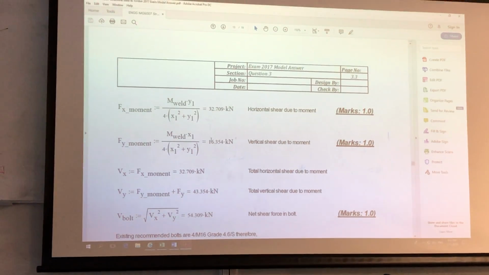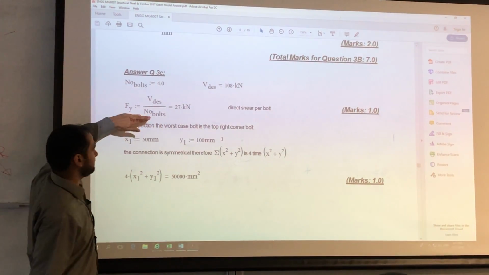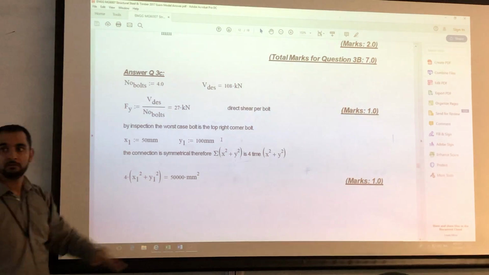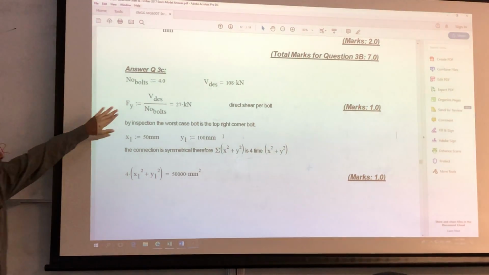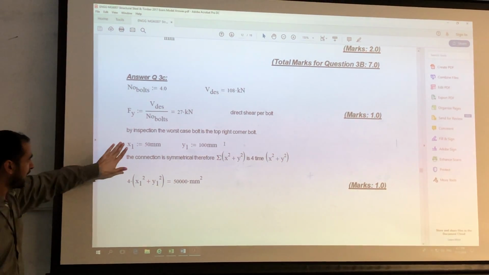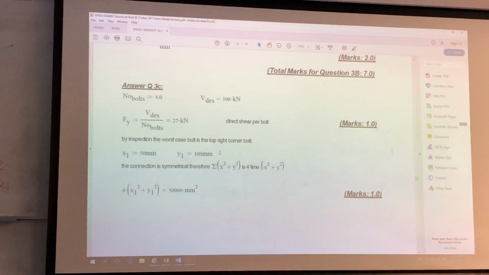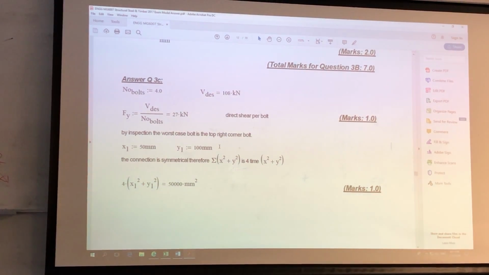3C. So the number of bolts we had was 4. Design shear force is that. The first one is normal shear, which is simply divided by the number of bolts. And then I know x1, y1, and it's a symmetric group. So it's simply times 4, right?